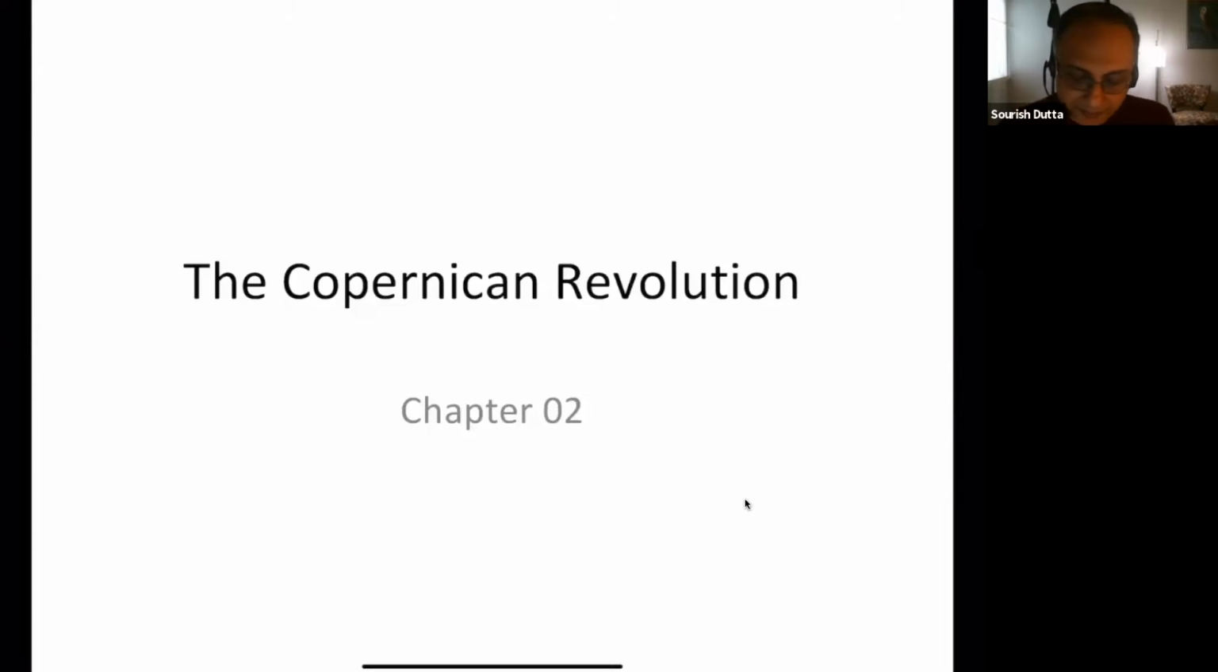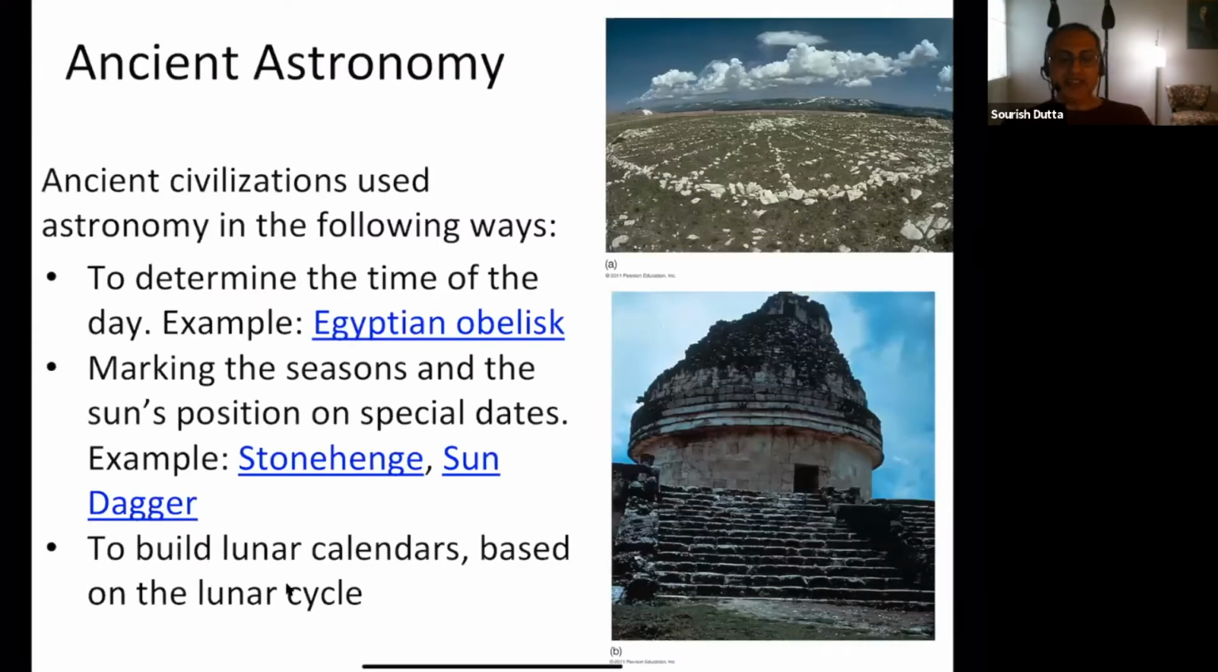All right, so ancient astronomy. Astronomy is the oldest science. It's been around ever since we have existed as human beings. Our ancestors have always looked up at the skies and wondered what is going on with all these amazing and wonderful spots of light in the sky. So astronomy is the most ancient of all the sciences, and ancient civilizations used astronomy in many different ways.